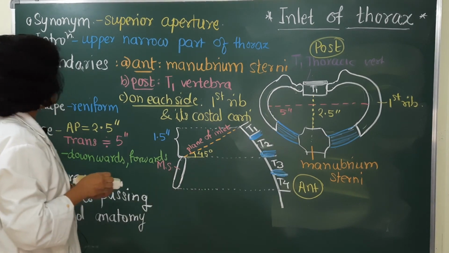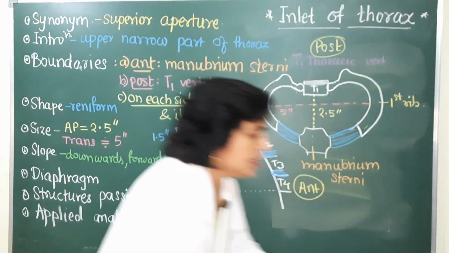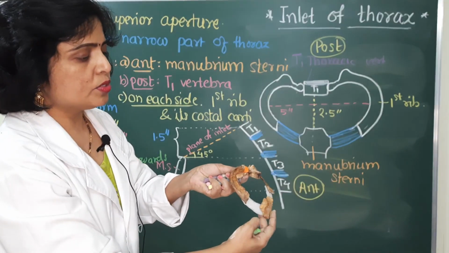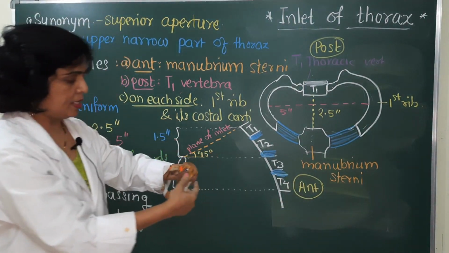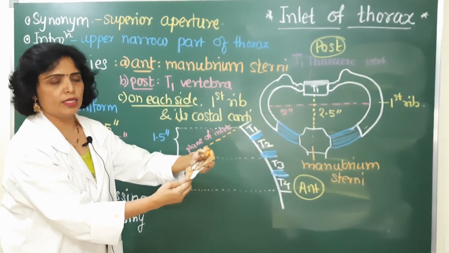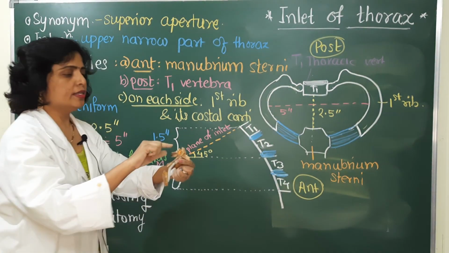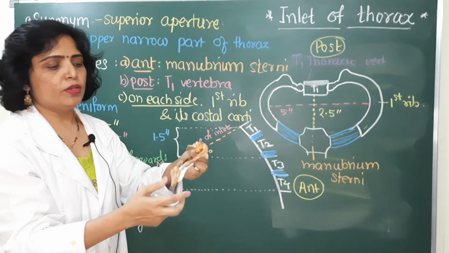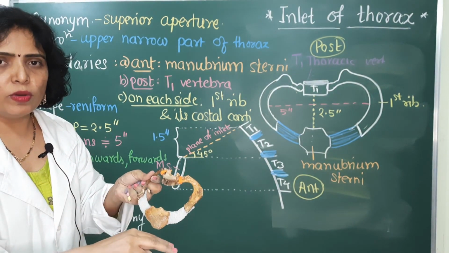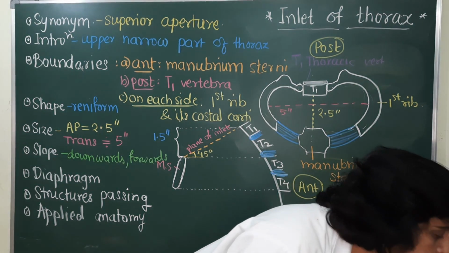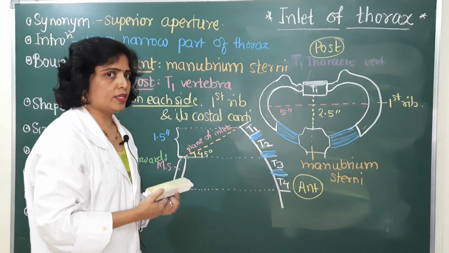So that is about the inlet. Now here also you can see again the direction. How is the section passing here? You have taken the section through the manubrium sterni here, and here only one thoracic vertebra. There are 4 we have drawn, and you can see the anterior end is at a lower level than the posterior end. So these are the things in today's video.